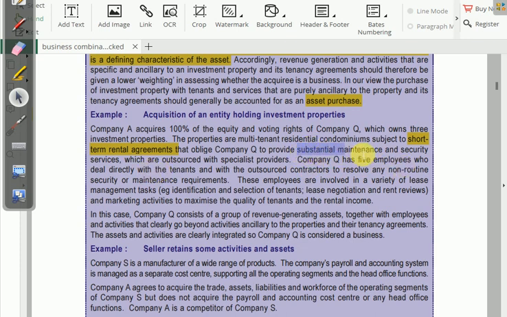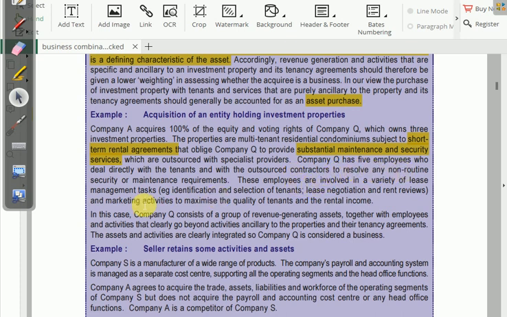Here, the maintenance and security services are substantial in nature. There is a great involvement of the owners or the owners' employees to manage these maintenance and security services, which are outsourced to specialist providers. Even though these services are outsourced, there is a substantial importance of those services. Company Q has 5 employees who deal directly with the tenants and with the outsourced contractors. The maintenance contractors or the security agencies are dealt with by the employees of company Q. So company Q is constantly in some work, constantly in negotiations or activities related to managing this short term rented property.